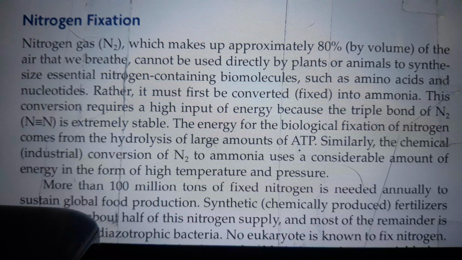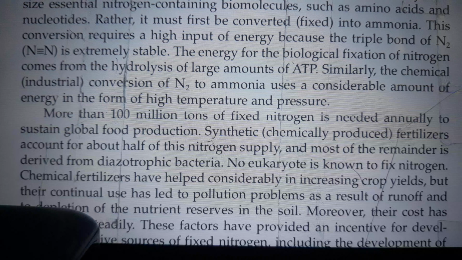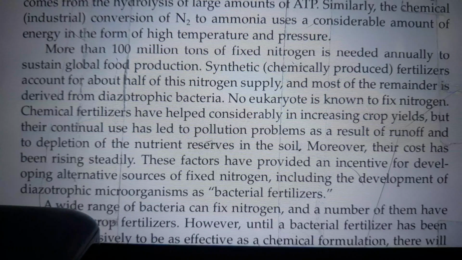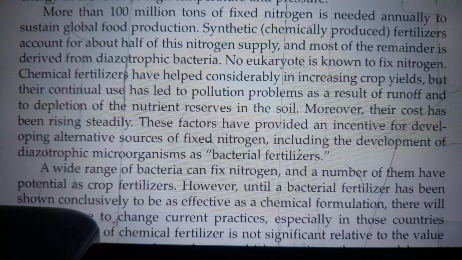This conversion requires a high input of energy because the triple bond of N2, that is N≡N, is extremely stable. The energy for the biological fixation of nitrogen comes from the hydrolysis of large amounts of ATP. Similarly, the chemical industrial conversion of N2 to ammonia uses a considerable amount of energy in the form of high temperature and pressure. More than 100 million tons of fixed nitrogen is needed annually to sustain global food production.